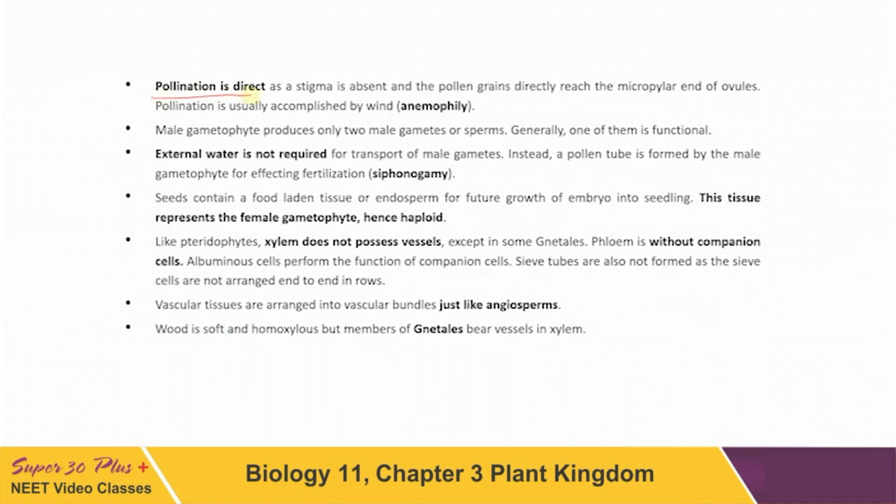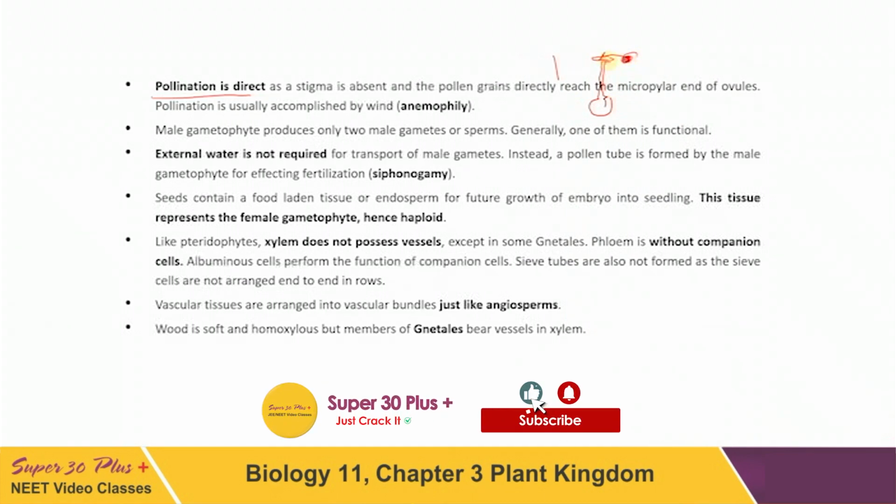What do we mean by direct pollination? You see, in the case of angiosperms, this is the ovary and this is the stigma. The pollen will land on the stigma. That type of pollination is called indirect pollination.